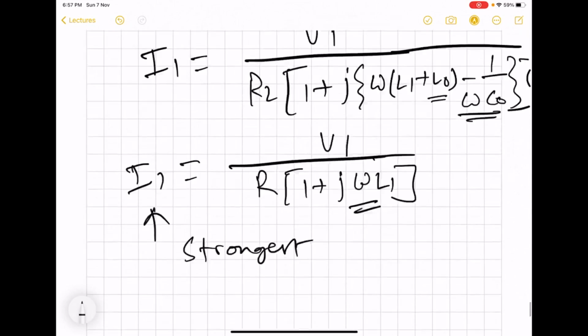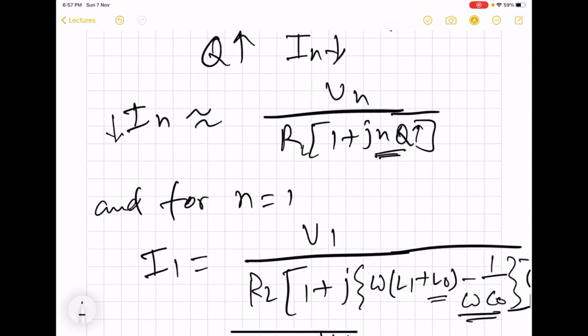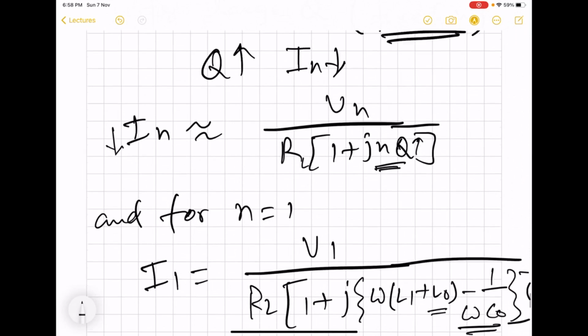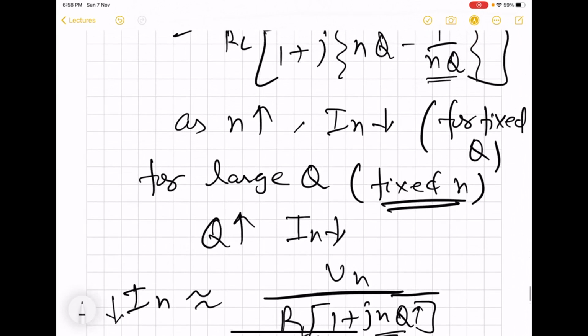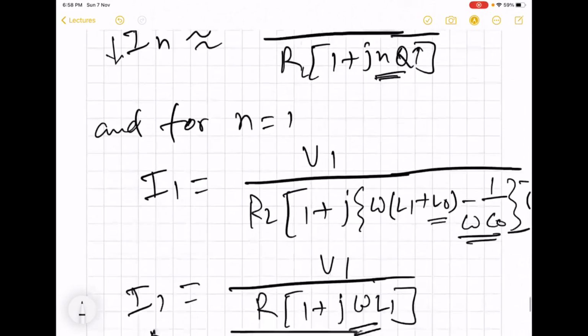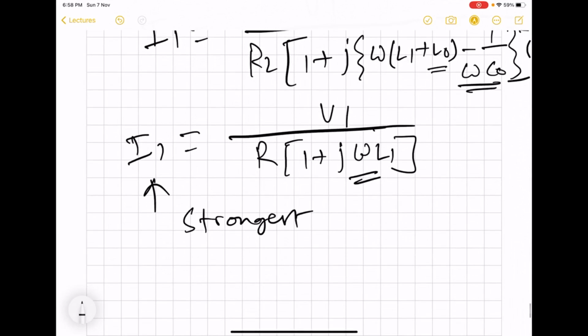And if we take sufficiently large Q, in fact, it turns out that if you take Q equal to or greater than 3 or 5, then the higher harmonics will be hugely suppressed compared with the fundamental one. So that is why we said that the current that will be flowing through the load network is going to be sinusoidal.